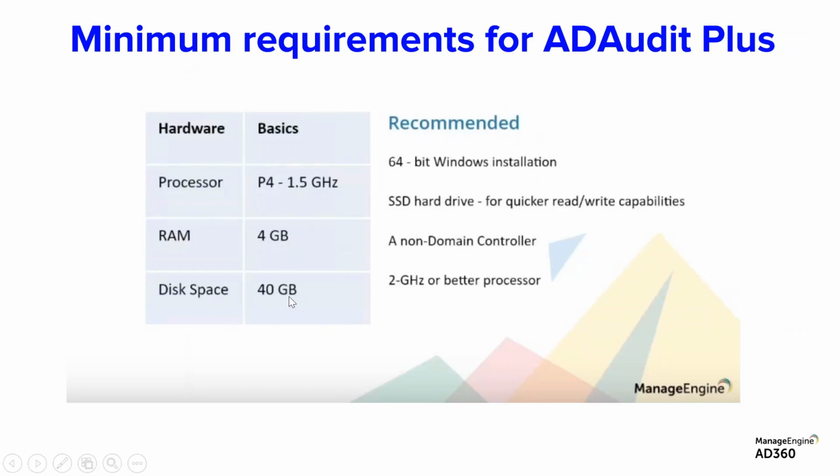And as a recommendation, I would suggest you have your ADAudit Plus configured on a member server and not on a domain controller, or not on the same server as that of your DC. So this usually helps to get your load balanced effectively. So ensure that it's on a different server and not on your DC. That's a tip for you. And again, if you're working with the processor, anything 2 gigahertz upward is absolutely fine. So these are the minimum requirements for ADAudit Plus.